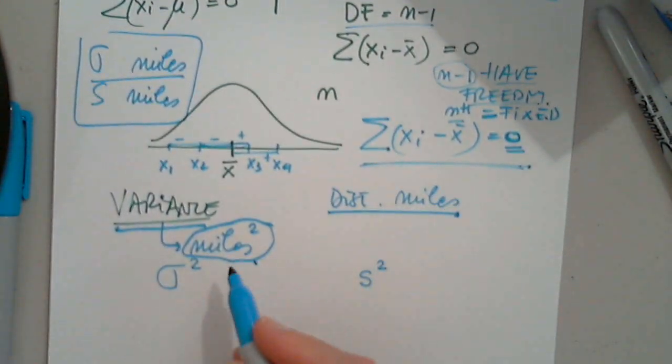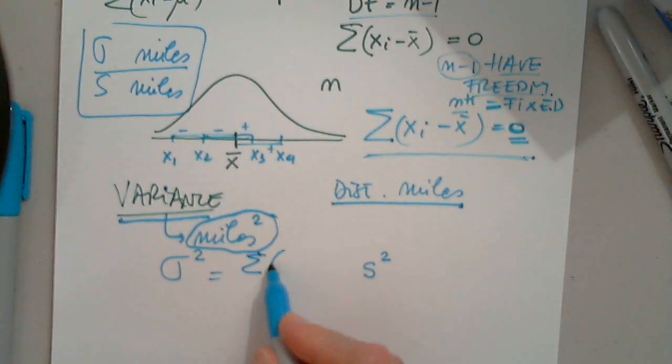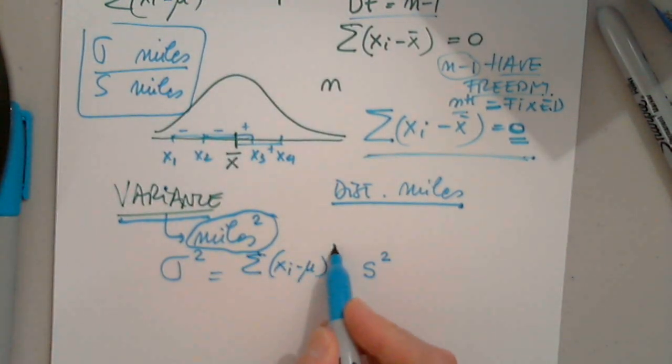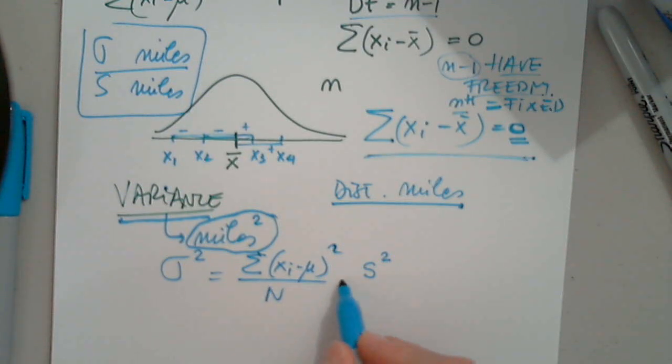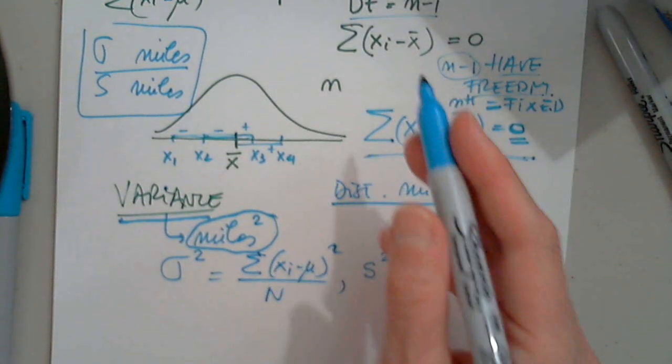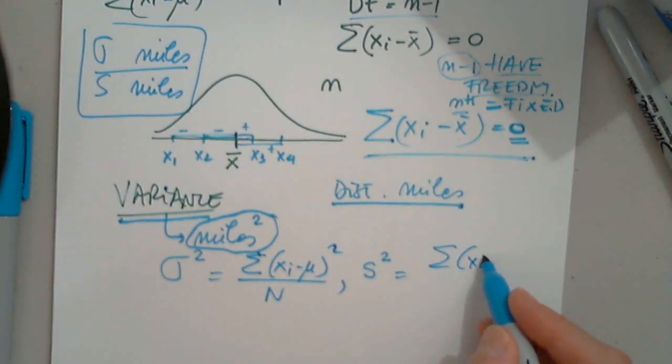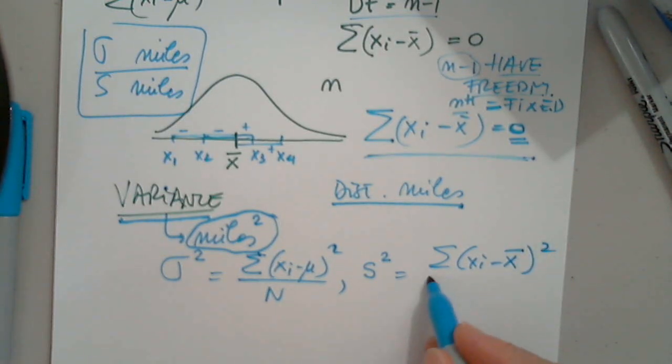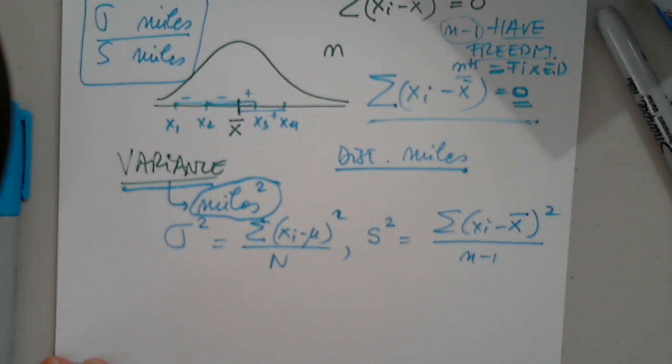So sigma squared will be just the sum of (xi minus mu) squared divided by n. And of course, the sample version is the same thing: the sum of (xi minus x bar) squared divided by n minus 1.